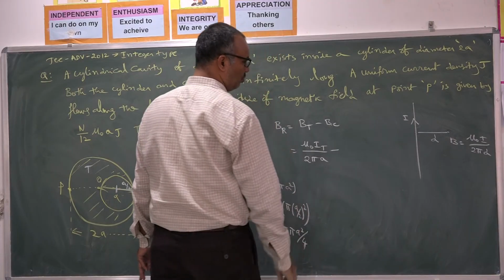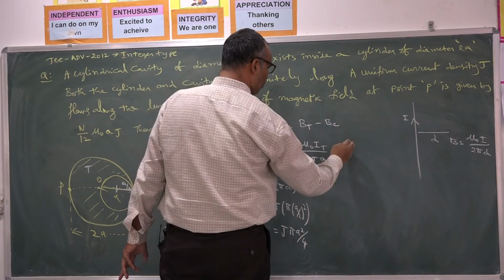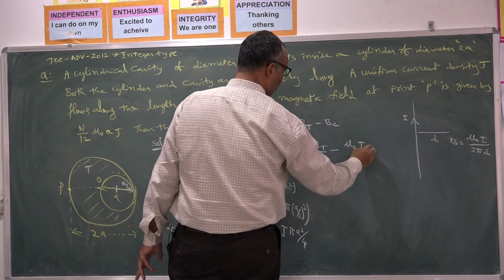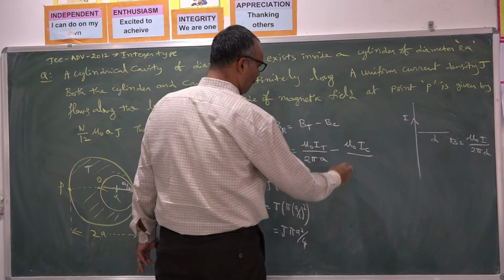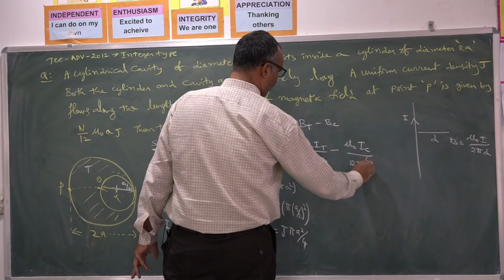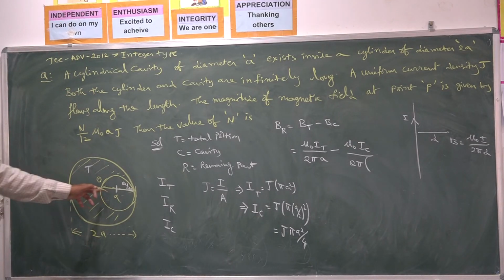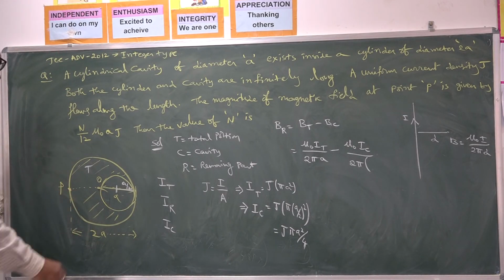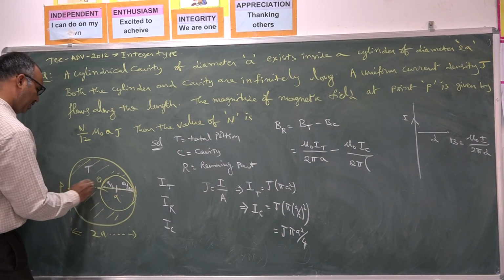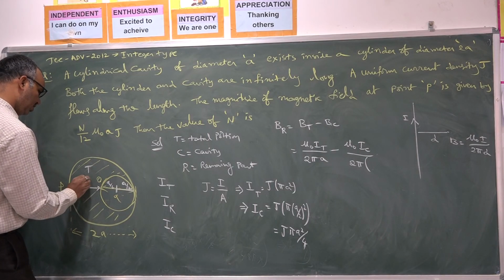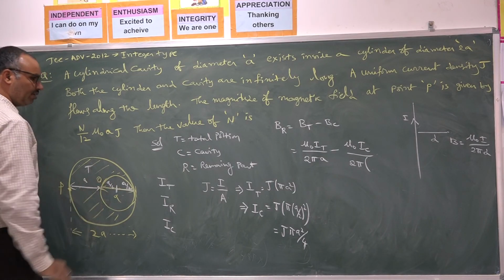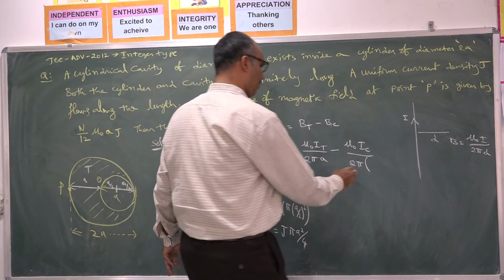Magnetic field due to the cavity shaped conductor is mu naught into current passing through the cavity shaped conductor by 2 pi, times the distance of the point from the center of the conductor. Already you know that it is A by 2, it is A. So the distance of the point is A plus A by 2, 3A by 2.